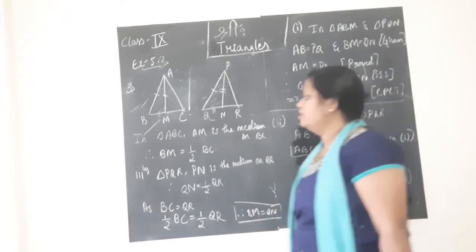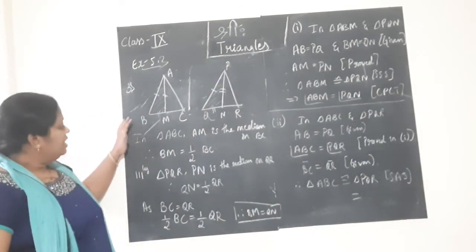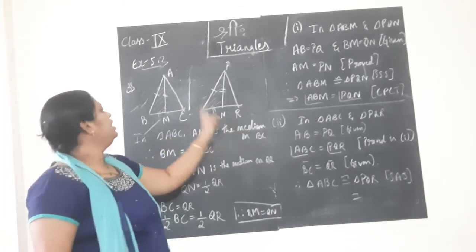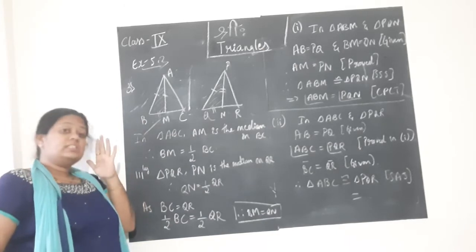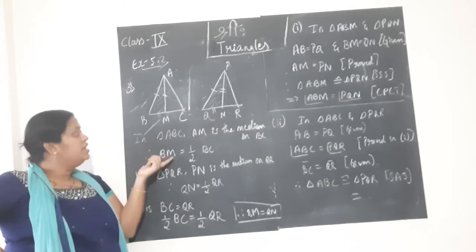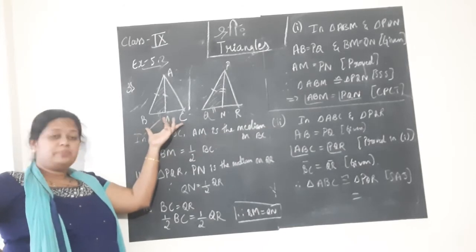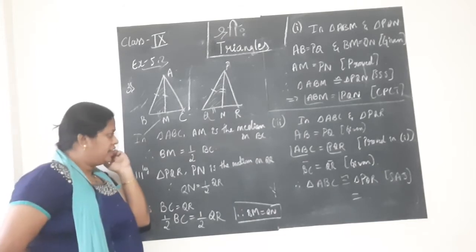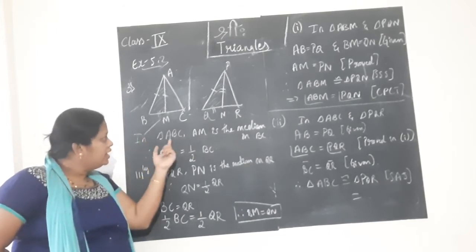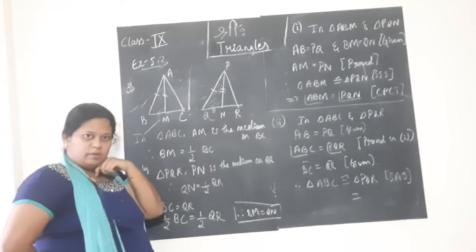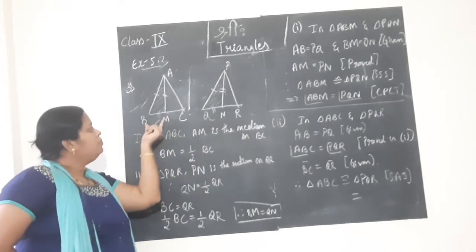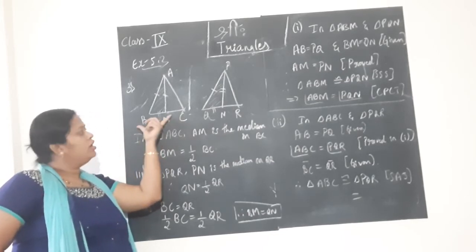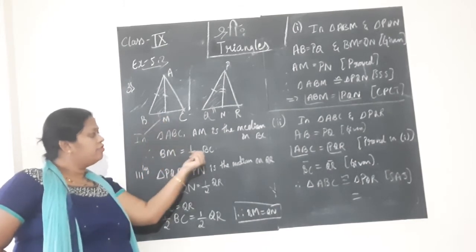So first, what we shall do is write the basics, what all we know. In triangle ABC, children, AM is the median on BC. What is this median actually? It divides the base BC into two halves. That median point M acts as the midpoint, that you should understand here. So we will write: in triangle ABC, AM is the median on BC, which means BM is half of BC, where BC is BM plus MC. So BM is half of BC.